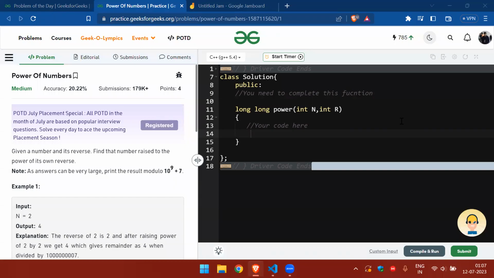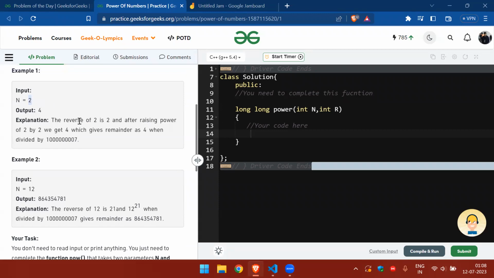Hello everyone. So let's solve today's problem, power of numbers. In this problem, we have been given a number and its reverse. All we have to do is return the number raised to the power of its reverse, right? There's a note attached here which says the answer could be very large, so we have to print the result modulo 1e9 plus 7.